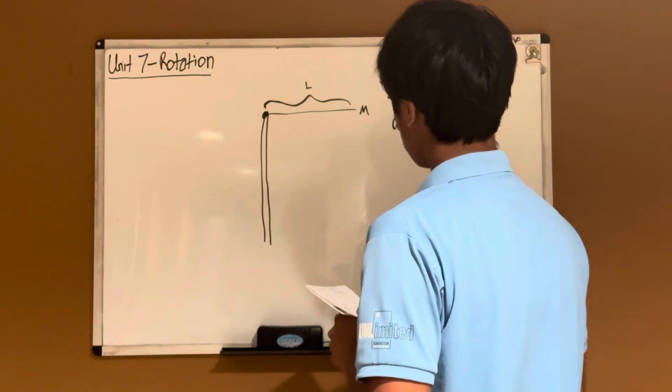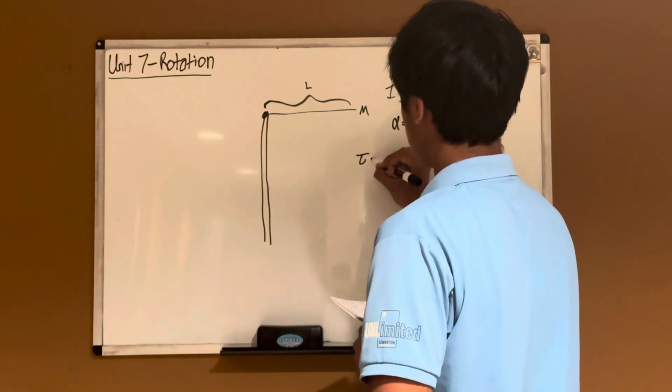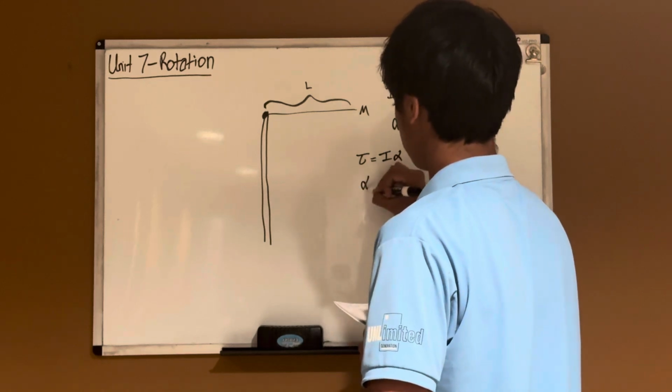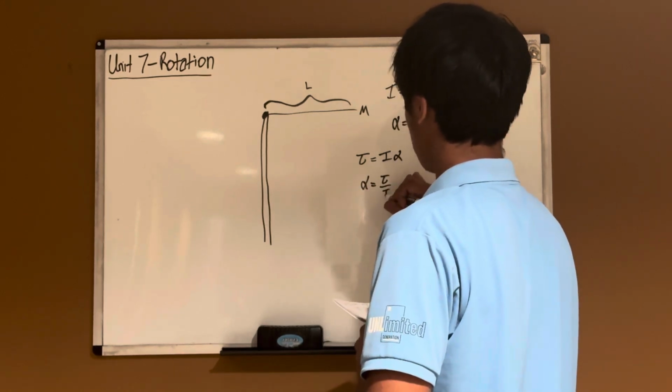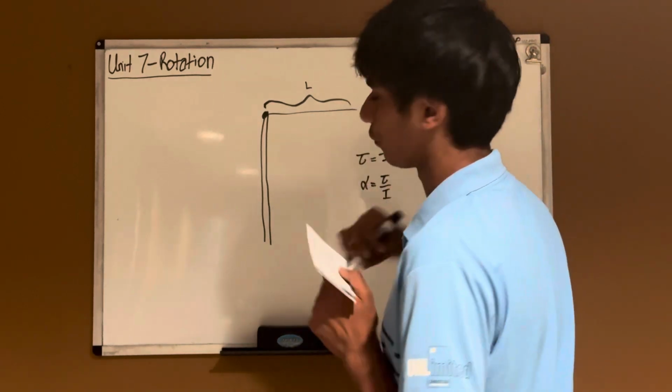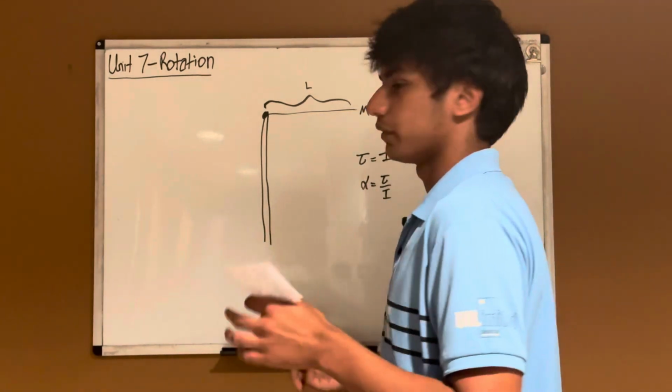So we know that from the formula, torque equals I times alpha, so angular acceleration alpha equals torque over I. We have the I, so we need to find torque. Torque, we know, is force times radius, but where do we apply the force?